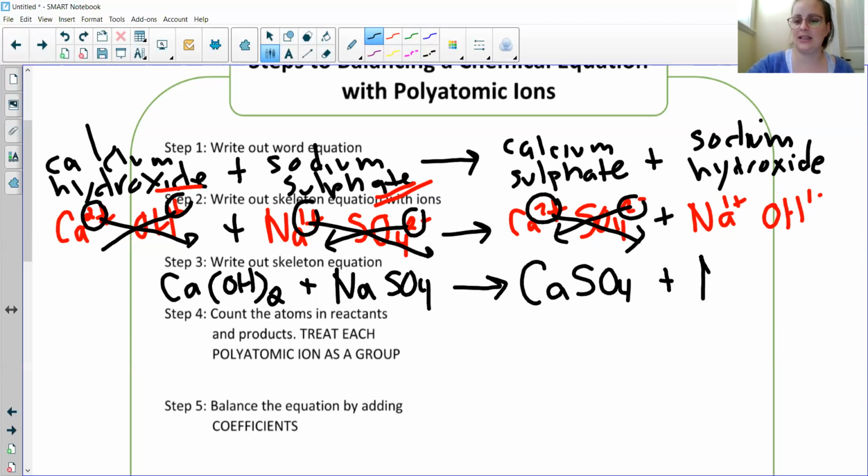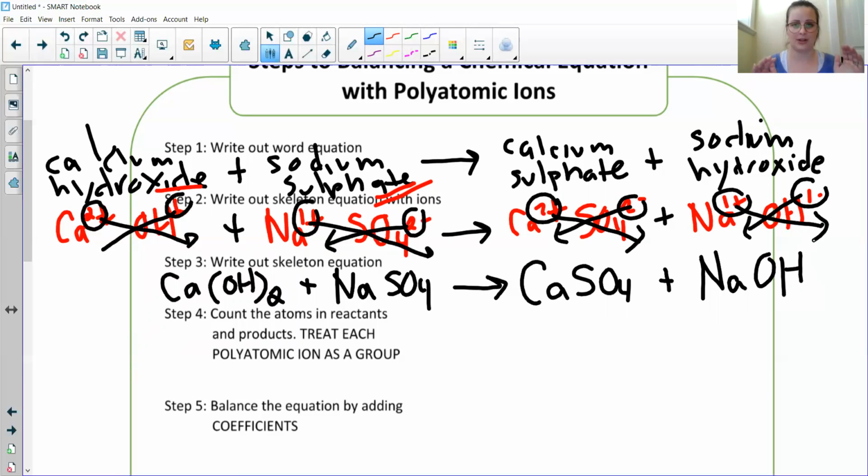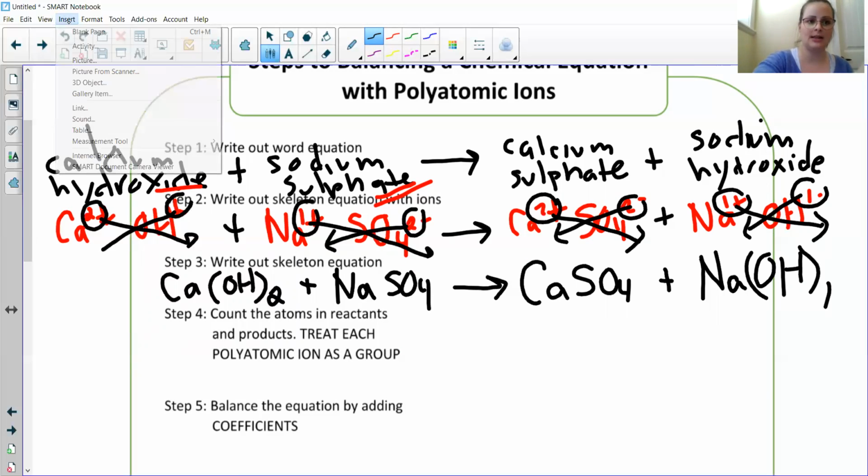And finally, how many sodiums do I have in sodium hydroxide? I have 1. I'm not going to write it because I'm a lazy chemist. How many hydroxides do I have? I have 1. And so it's going to be just NaOH. I don't have to put the bracket, bracket 1. I don't have to write it like this because, again, lazy chemist.